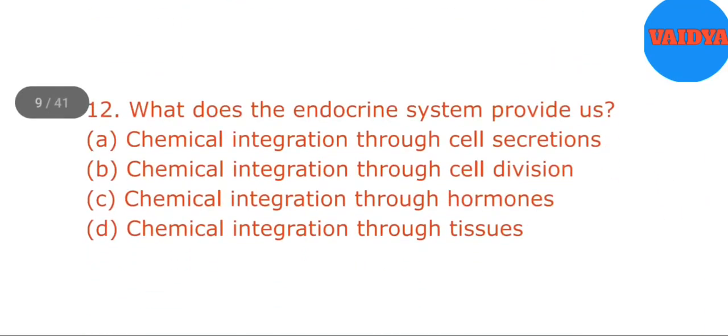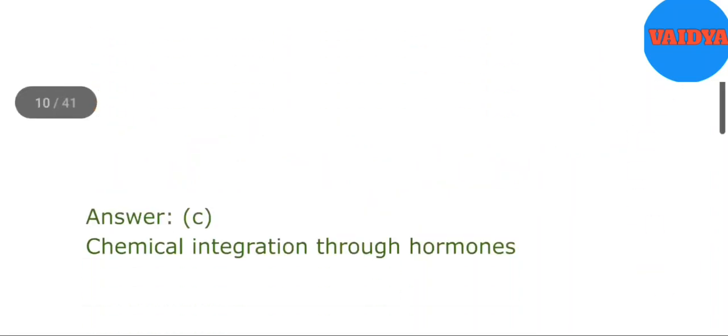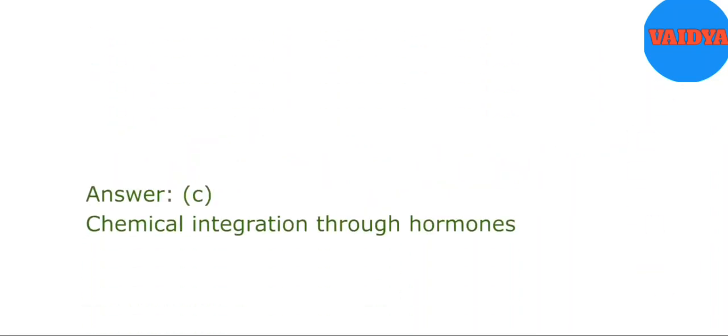12. What does the endocrine system provide us? A. Chemical integration through cell secretions. B. Chemical integration through cell division. C. Chemical integration through hormones. D. Chemical integration through tissues. Answer C. Chemical integration through hormones.